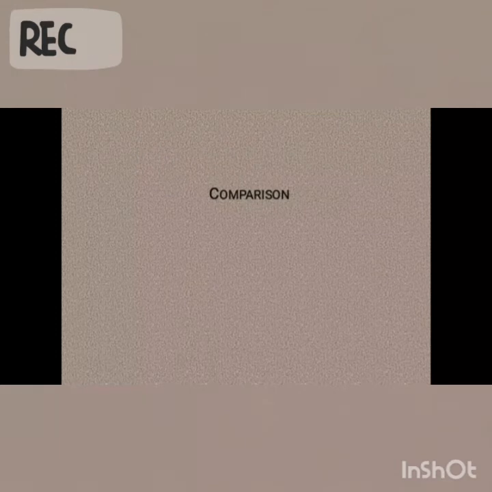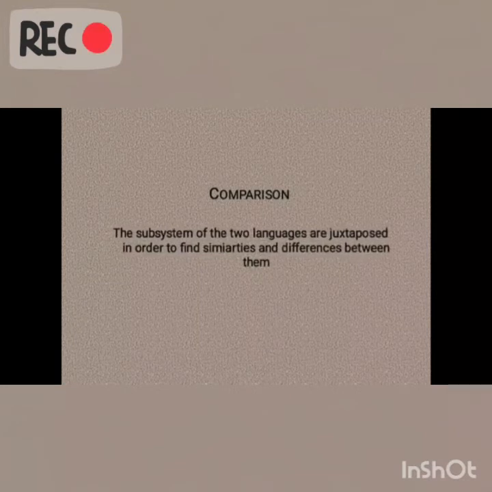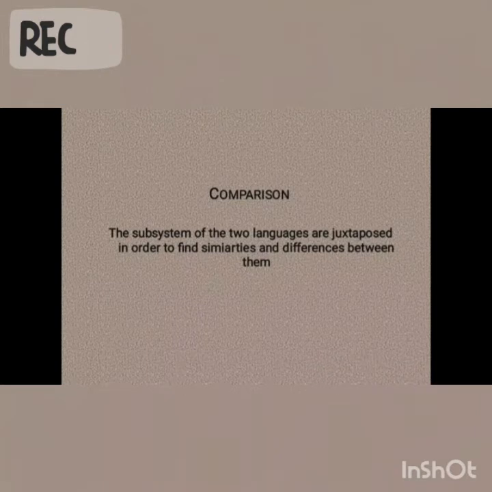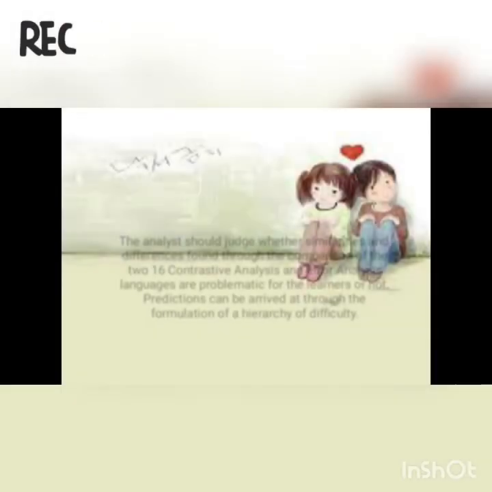The next step is comparison. What is comparison? It means that the subsystems of the two languages are juxtaposed in order to find similarities and differences between the two languages, where the linguistic features of the two languages are compared on three levels in this step. First is the form of the language, then the meaning of the language itself, and the distribution of the language.